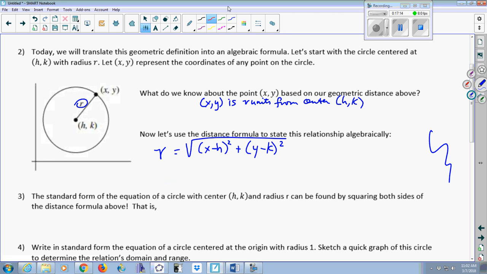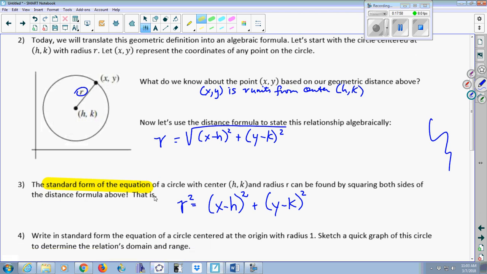So to get the standard form of the equation of any circle, and you always know there are at least two forms for different equations, we square both sides, and that gives us r squared equals x, any point on the circle, take away its corresponding x value at the center, squared, plus any y point on the circle take away its corresponding y value of the center, squared. x minus h squared plus y minus k squared equals r squared. So that's the standard form of a circle.